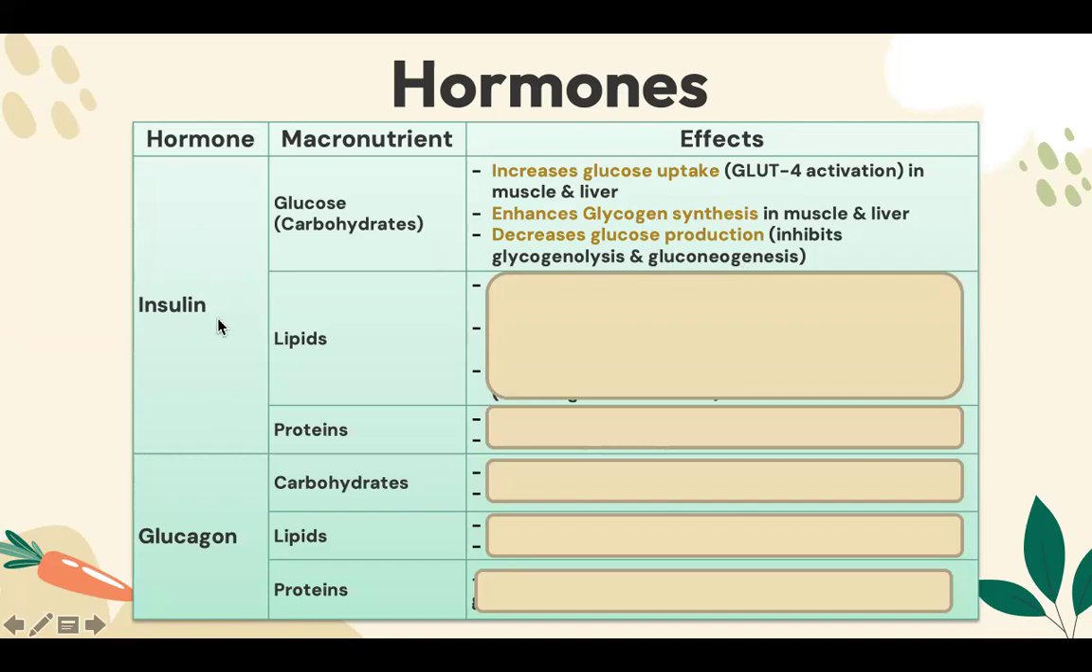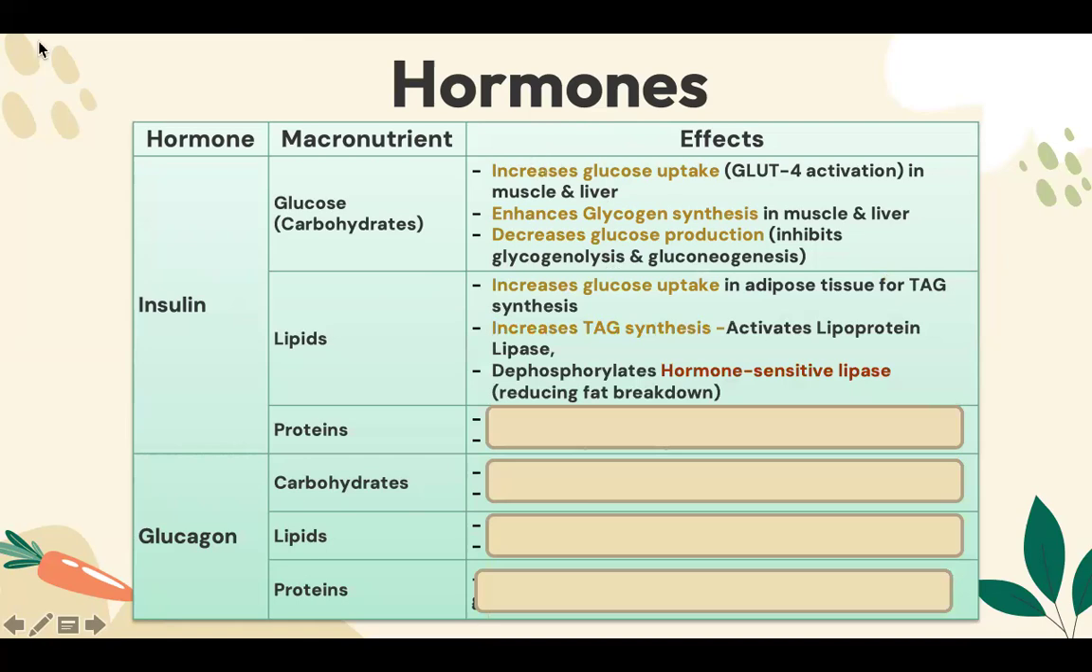Then we can look into the effects of insulin on lipids. Does anyone know any? Okay, increase lipid uptake. Anything else? Activates an enzyme. Basically, one, it increases glucose uptake in adipose tissue. Yes, this is done for lipid synthesis. And then we have an increase in triglyceride synthesis. How does this happen? Insulin activates an enzyme called lipoprotein lipase.